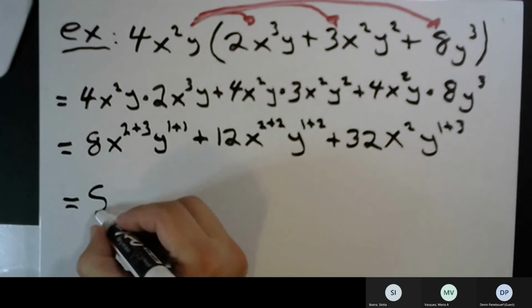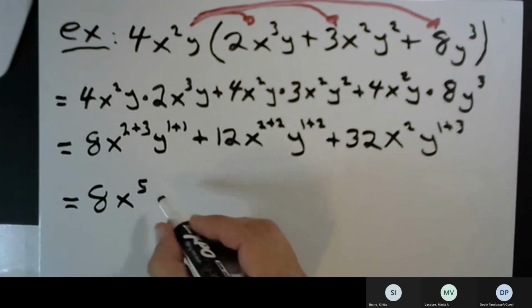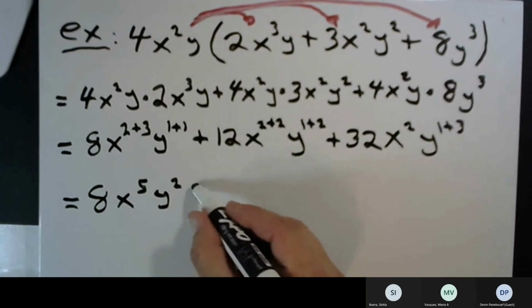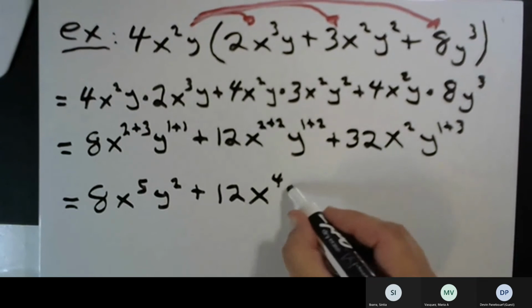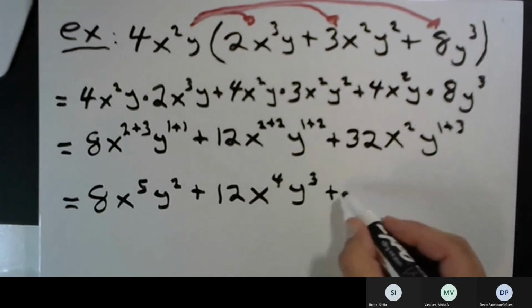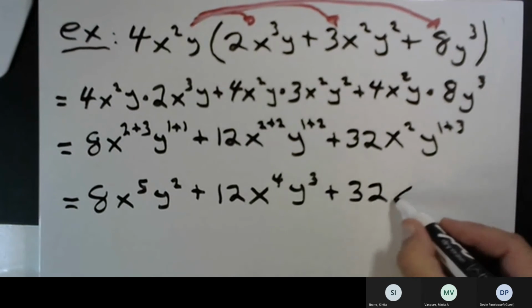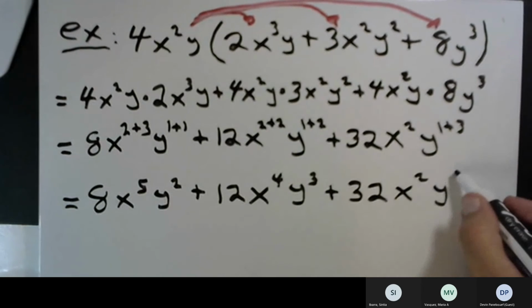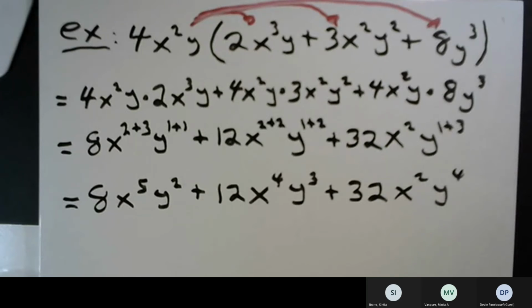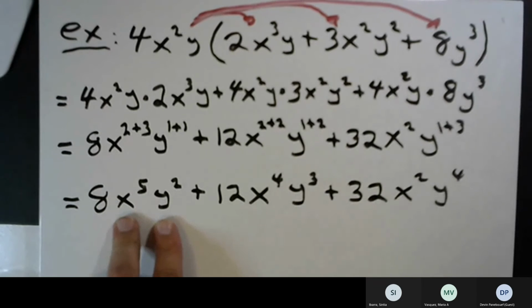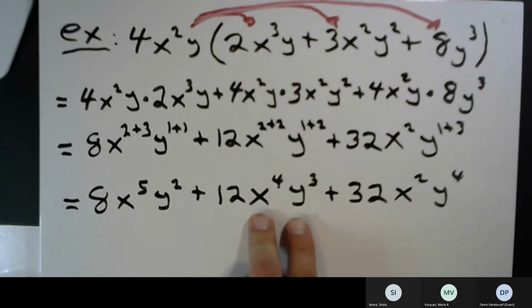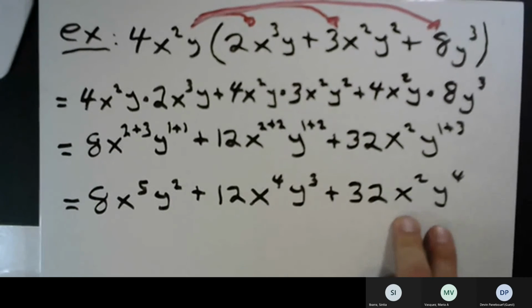So this means 8 x to the 5th is what we get here, plus 12 x to the 4th y to the 3, plus 32 x squared y to the 4th. And it's tempting here, and we should look for it. Are there any like terms? There actually aren't. This is a type x5, y2. This is a type x4, y3. And this is a type x2, y4.